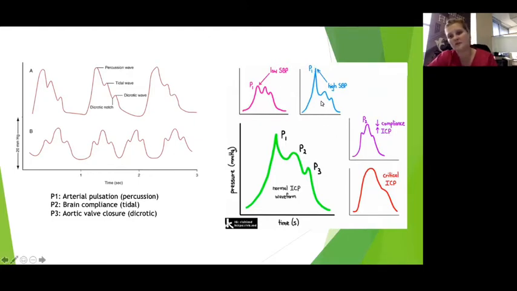But this is not that waveform. The compliance of the brain would probably start to drop off significantly, and you would have this tombstone form where you've got critically raised ICP, the hypertension and the loss of brain compliance become this large single hump, and it starts to resemble a tombstone, which is where the patient is heading if you don't act on it very quickly.